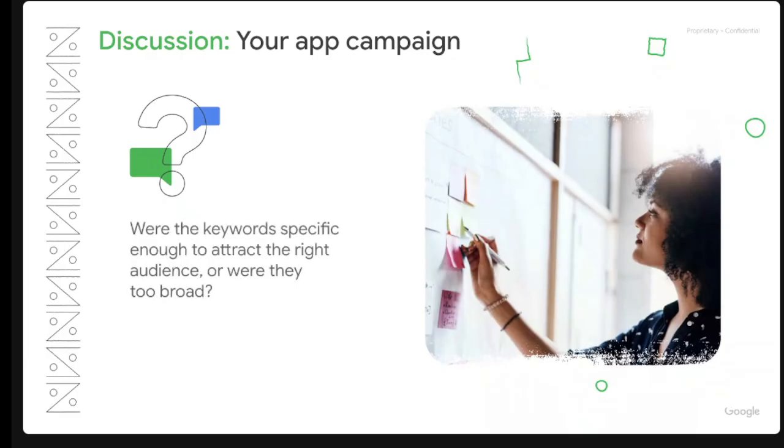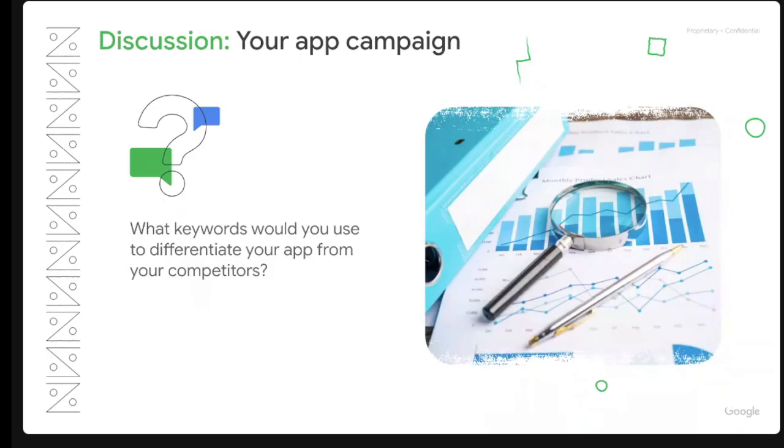Let's look at a specific answer to maybe a question to encourage participation. So with the keywords specifically, right? What keywords would you use to differentiate your app from the competitors? Anyone? If you have a hand, please go ahead and unmute.